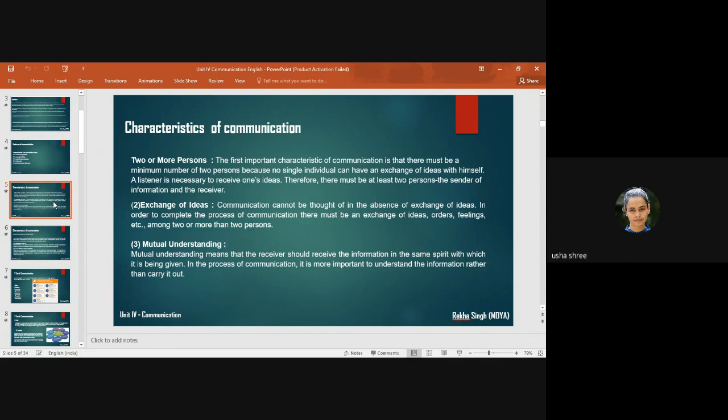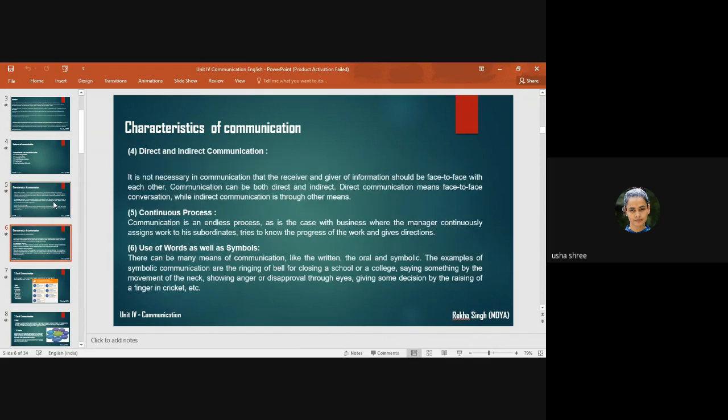You don't worry. Yeah, the first characteristic is two or more people must be there during the communication. At least a minimum of two people should be there, a sender who sends the information and the receiver who receives it. That's the first characteristic of communication. Then the second characteristic is the exchange of ideas. Communication wouldn't happen in the absence of exchange of ideas, because a person cannot talk to himself. He looks weird and stupid. Yes. So a minimum of two people are needed for the exchange of ideas. Then the third characteristic is mutual understanding, where the receiver should receive the same information that is being sent by the sender in the same spirit. Correct. So that's the third one.